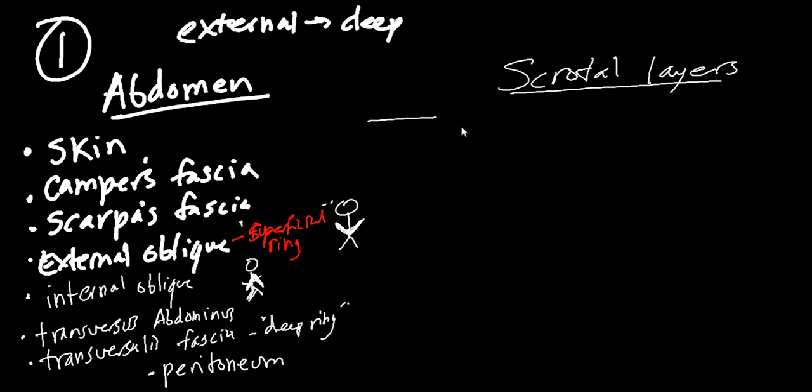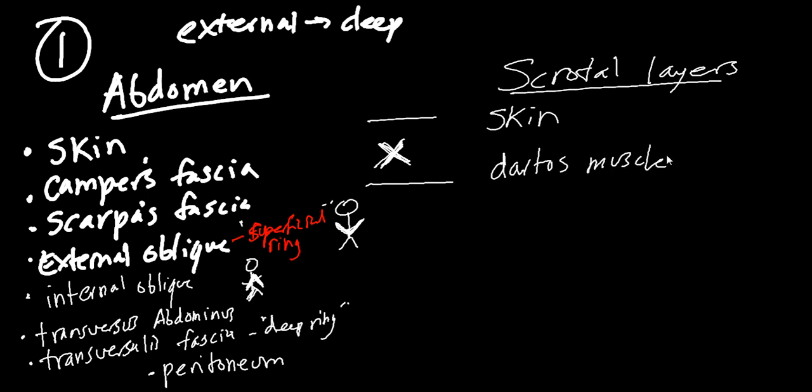some of these layers. So the skin layers are going to be congruent. You're going to have the skin from your abdomen and your skin from your scrotum derived from the same kind of layer. So skin to skin. The Camper's fascia, there is going to be no scrotal correlate. However, you are going to have a Scarpa's fascia derivative. So the Scarpa's fascia in your abdomen is going to give rise to your dartos muscle. And also your dartos fascia as well. Now your dartos is primarily going to be involved in the temperature regulation of your testicles.